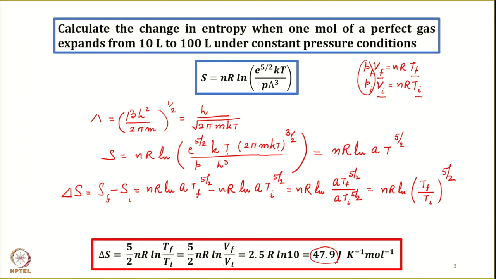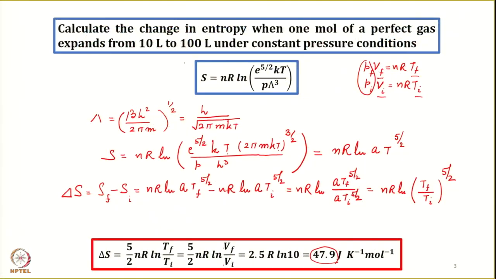Here, you are not maintaining the temperature, but you are maintaining the pressure. If you are maintaining the pressure, your volume can change and your temperature can change. And if you change the volume from 10 liter to 100 liter, here you see the delta S is slightly more than what you got under constant volume conditions.